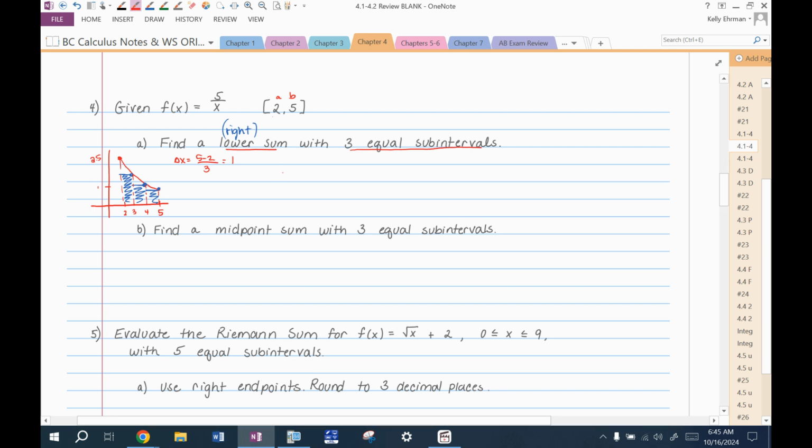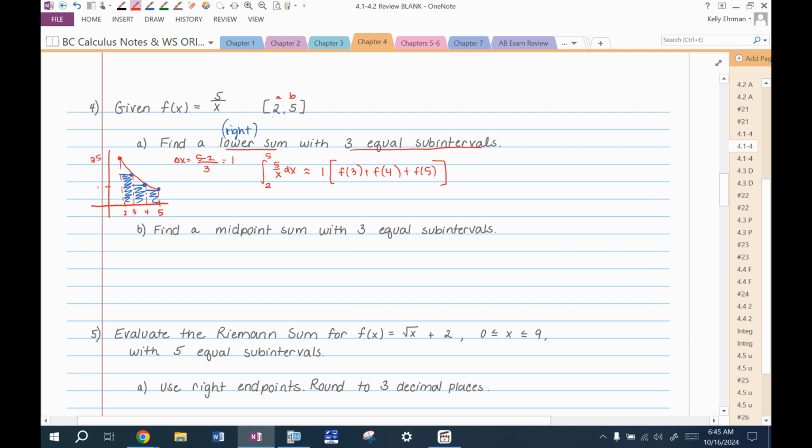Okay, so now we can set up our integral. So we're estimating a value for the integral from 2 to 5 of 5 over x dx. We're saying that's about equal to this delta x, which is 1, times the height of each function, because this is just the area of each rectangle. So the first height is f of 3 plus f of 4 plus f of 5.